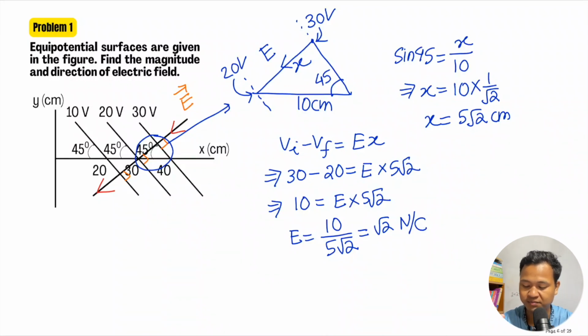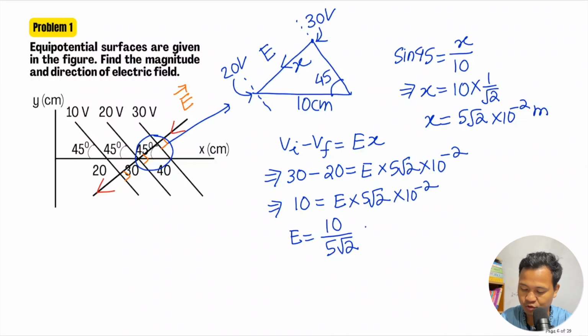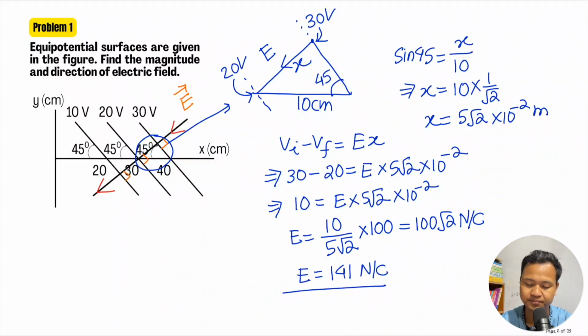Since the distance was in centimeter, you have to convert into meter, so into 10 power minus 2 meter. So E becomes 100 root 2 Newton per coulomb. Taking root 2 as 1.41, we get 141 Newton per coulomb. That is the magnitude of the electric field.